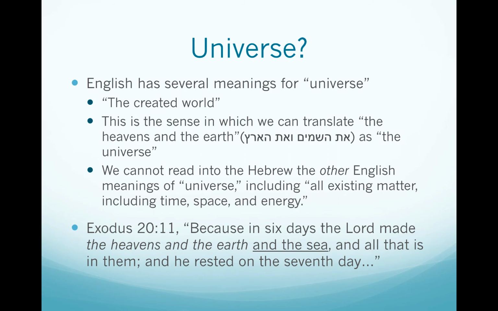Because in 6 days the Lord made, look, the heavens and the earth and the sea and all that is in them, and he rested on the seventh day. There's no hint that the totality of all existing matter, including time, space, and energy, is meant here, and then to tack on and the sea. I mean, it just doesn't make it. That's not what it means, and you can tell that from the line itself, because what's indicated here is the heavens, that which is above them, the earth, what's there, and then the sea, the rest of the water. Right?